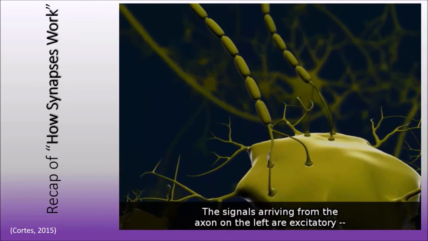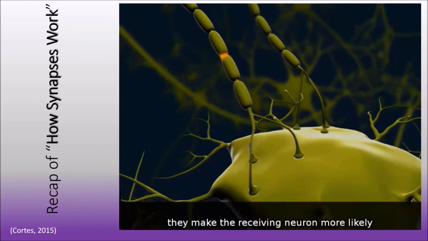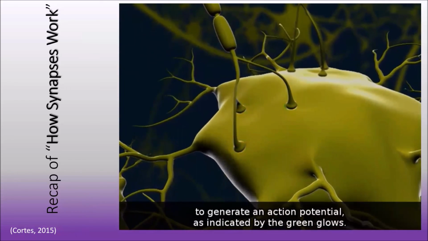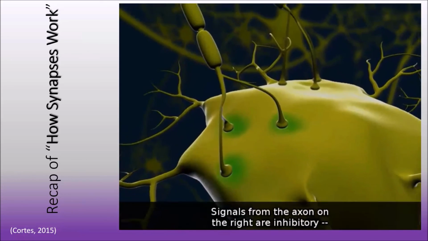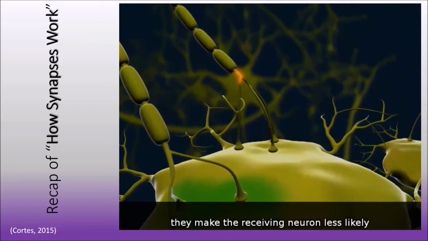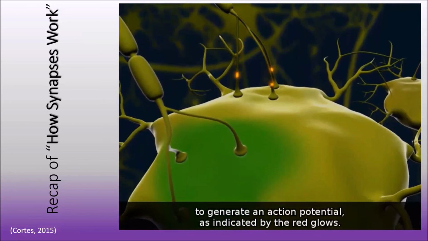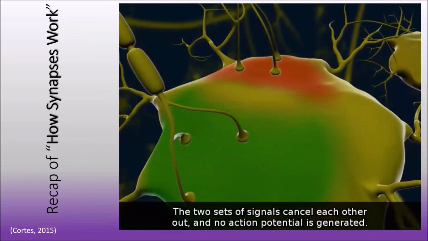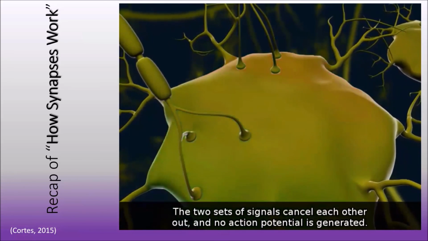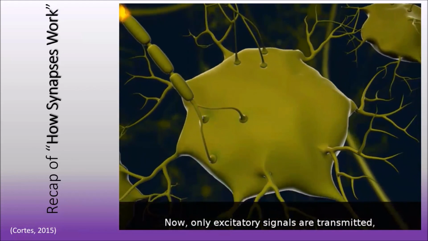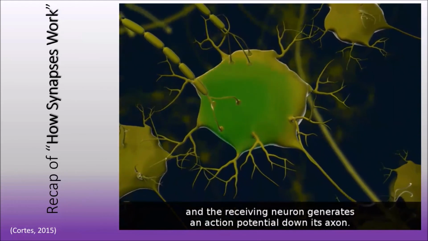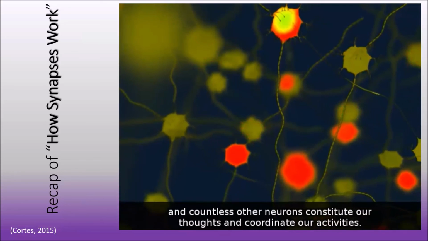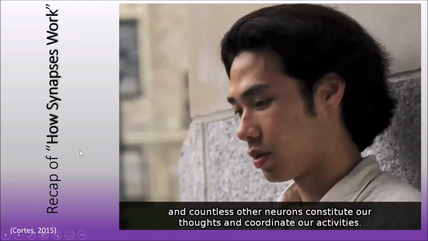The signals arriving from the axon on the left are excitatory. They make the receiving neuron more likely to generate an action potential, as indicated by the green glows. Signals from the axon on the right are inhibitory. They make the receiving neuron less likely to generate an action potential, as indicated by the red glows. The two sets of signals cancel each other out, and no action potential is generated. Now, only excitatory signals are transmitted, and the receiving neuron generates an action potential down its axon. The signals that pass between these and countless other neurons constitute our thoughts and coordinate our activities.